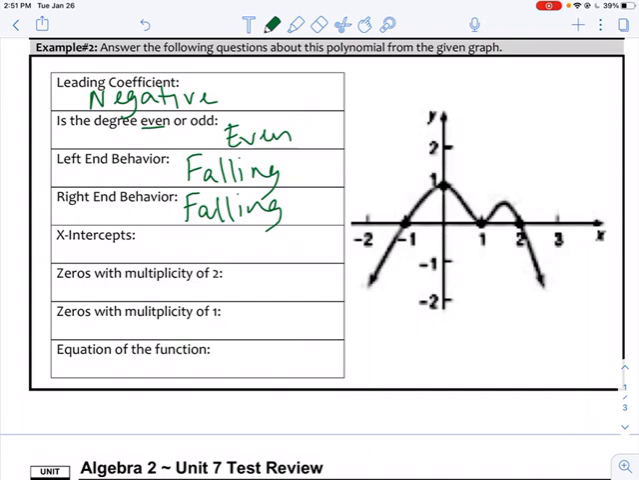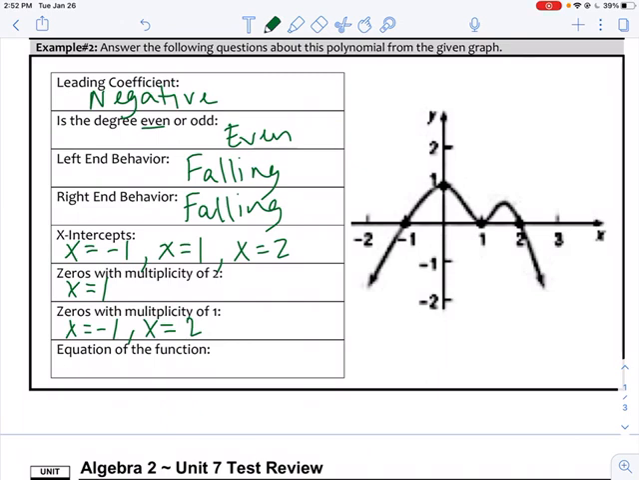And let's look at our x-intercepts. So it looks like we have 3 here. Our first one is at -1. Then we have an x-intercept at 1 and 2. So with a multiplicity of 2, I'm looking for something that bounces. X equals -1 crosses, so that's going to go ahead and jump down in here with our multiplicity of 1. X equals 1 bounces, so that's going to go with our multiplicity of 2. And then x equals 2 crosses, so that goes with our multiplicity of 1.